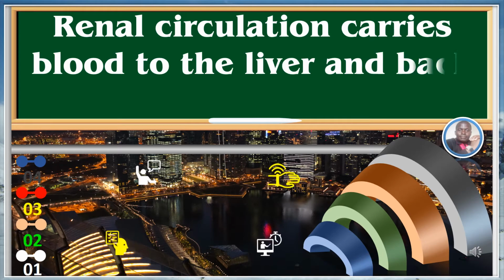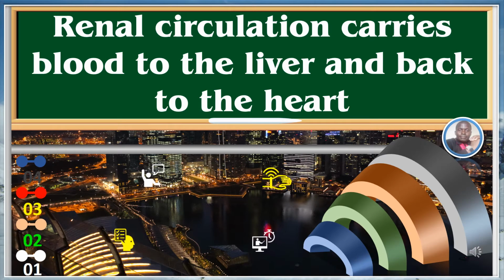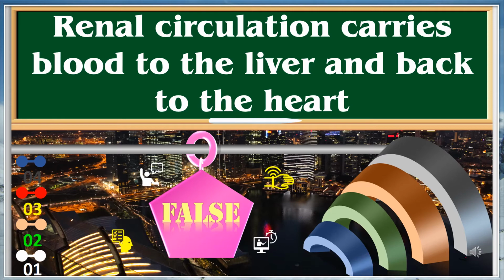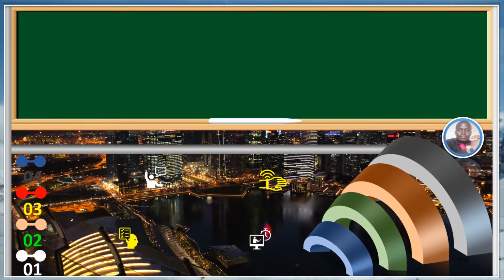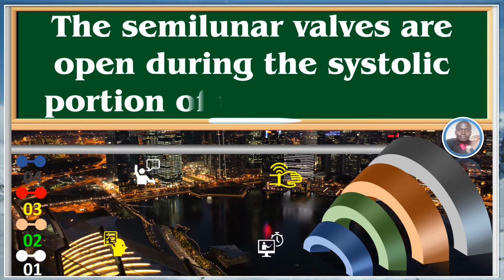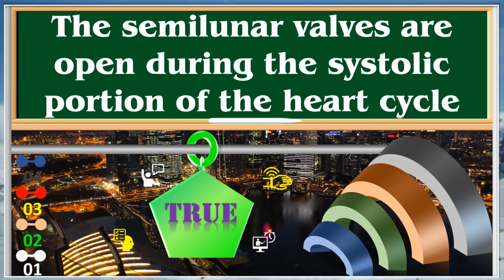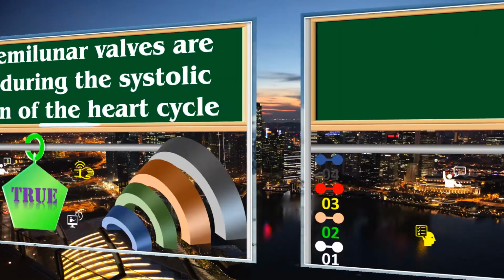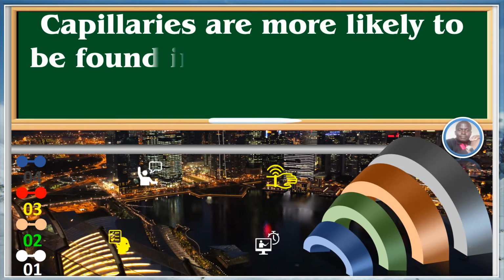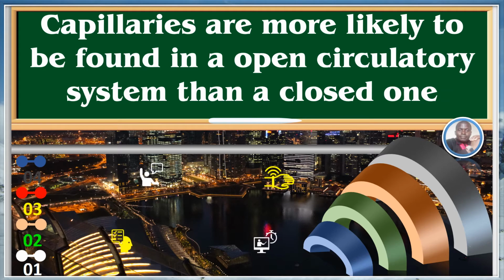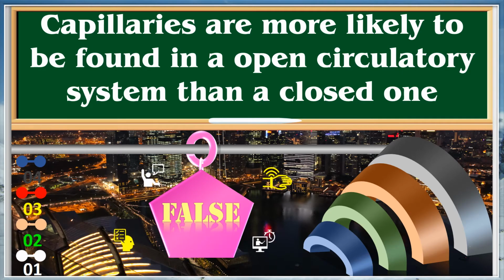Renal circulation carries blood to the liver and back to the heart. False. The semilunar valves are open during the systolic portion of the heart cycle. True. Capillaries are more likely to be found in the open circulatory system than a closed one. False.